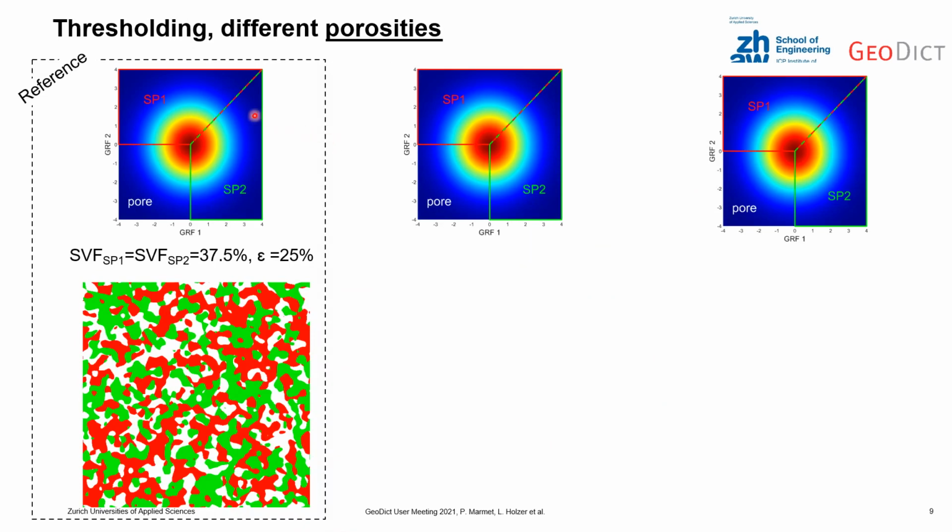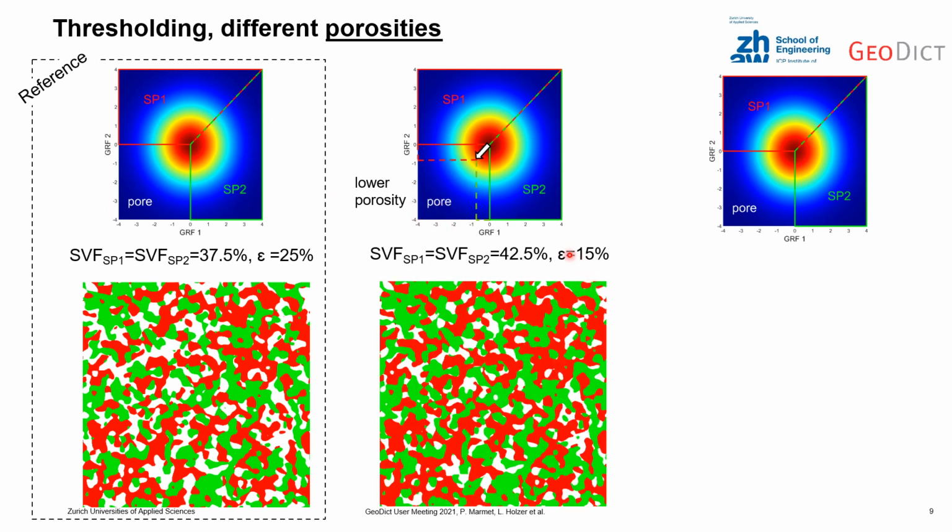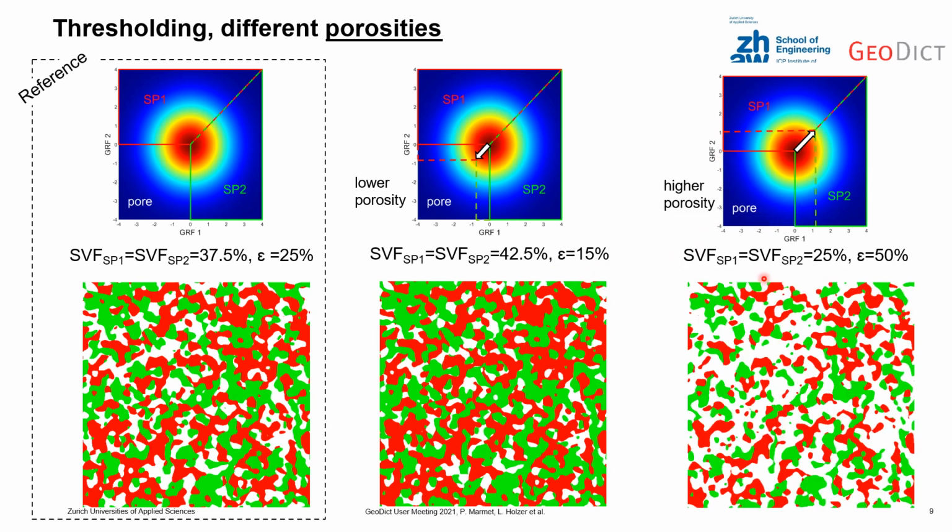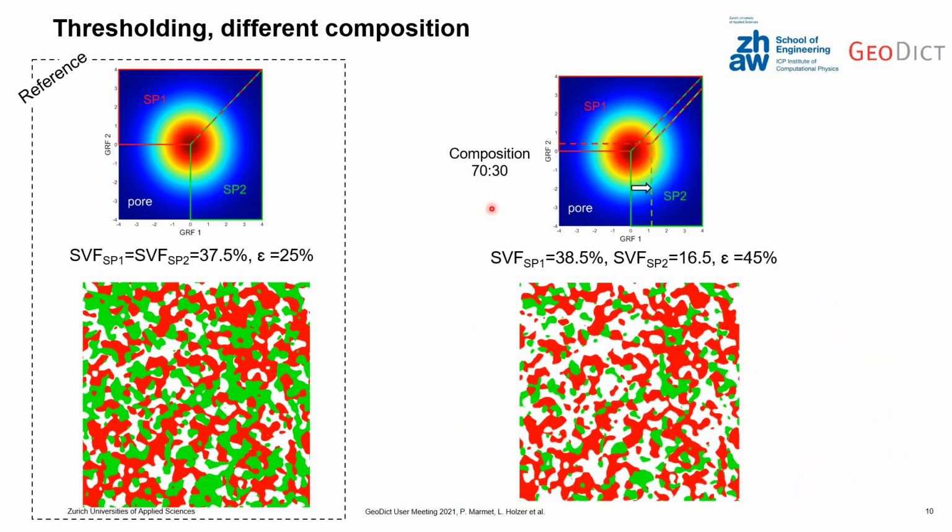If we now want to have a lower porosity than here, we simply decrease the section for the pore phase, and we have a lower porosity of 15%. If we want to get higher porosities, we increase the section for the pore phase, and we get higher porosities, in this example 50%, and still the same solid volume fraction for phase 1 and phase 2. To get a certain composition of solid phase 1 and solid phase 2, we choose corresponding areas of the sectors, and here you see the result.